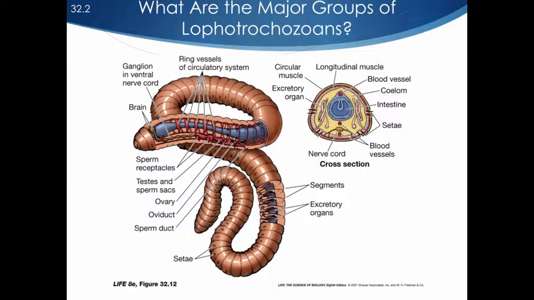So here's a picture of an annelid, and you can see this is a ganglion in the ventral nerve cord, and these are your segments, these little parts, and each one is served by a different ganglion. And you can see all the segments. And if you look here, you can see when you cross-section it, where the nerve cord is, where the blood vessels are, and the longitudinal muscle, and the coelom, of course, too.